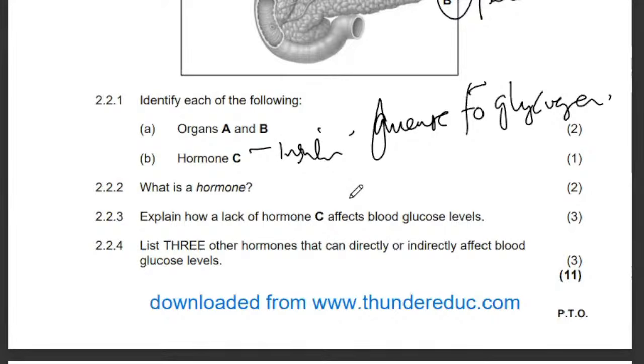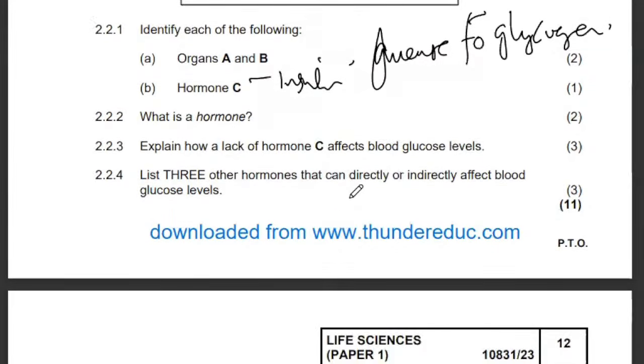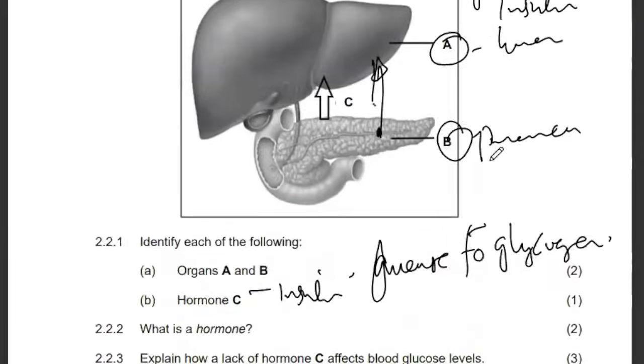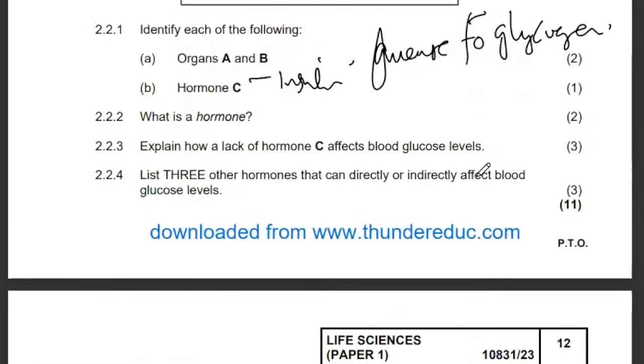So basically, you can define the hormone in that regard. Explain how lack of hormone C affects blood glucose level. If you don't have hormone C, how will it affect the blood glucose level? Basically, first of all, hormone C, we have identified it is insulin.